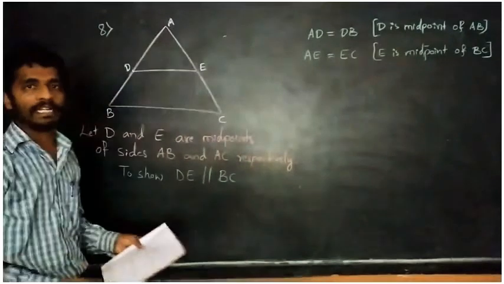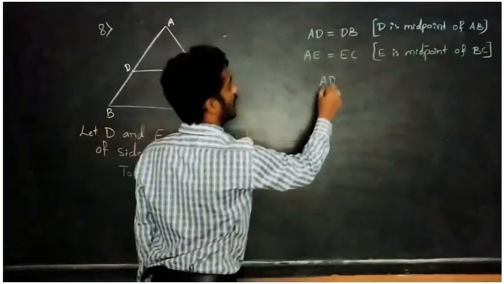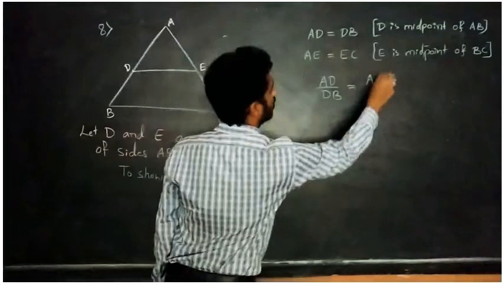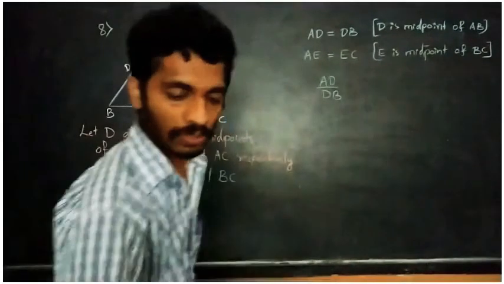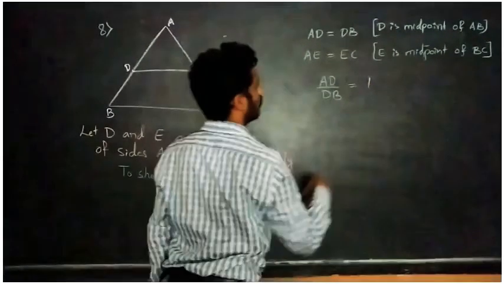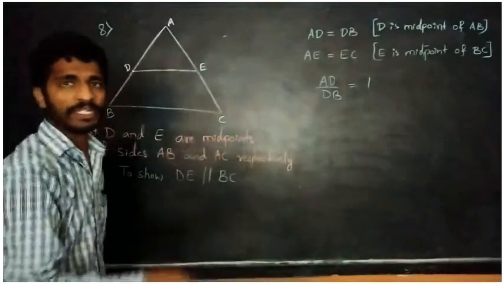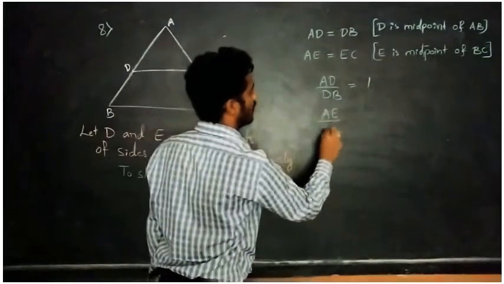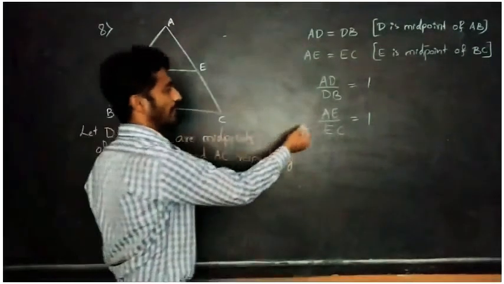Okay, so now taking the sides ratio, AD by DB. If you take the sides ratio, AD by DB is equal to 1. Why? Because both are the same terms. If you divide the same terms, you will get 1. Similarly, AE by EC is also equal to 1, because we are dividing equal terms.